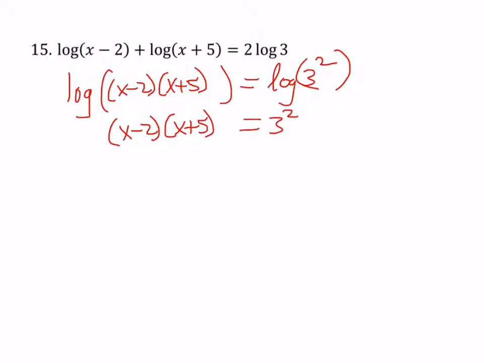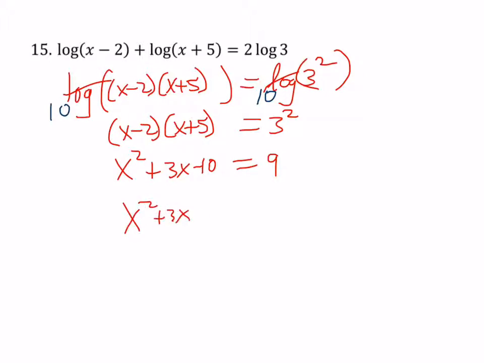By the way, what we just did was kind of sneaky: we raised each side to the 10 power, and 10 to the log of all of this is just equal to this. 10 to the log of 3 squared is just 3 squared. So in effect it just crosses out the log because both sides are equivalent. So we get x squared, plus 5x minus 2x, so plus 3x, and minus 10 equals 9. Subtract 9 from both sides: x squared plus 3x minus 19 equals 0.